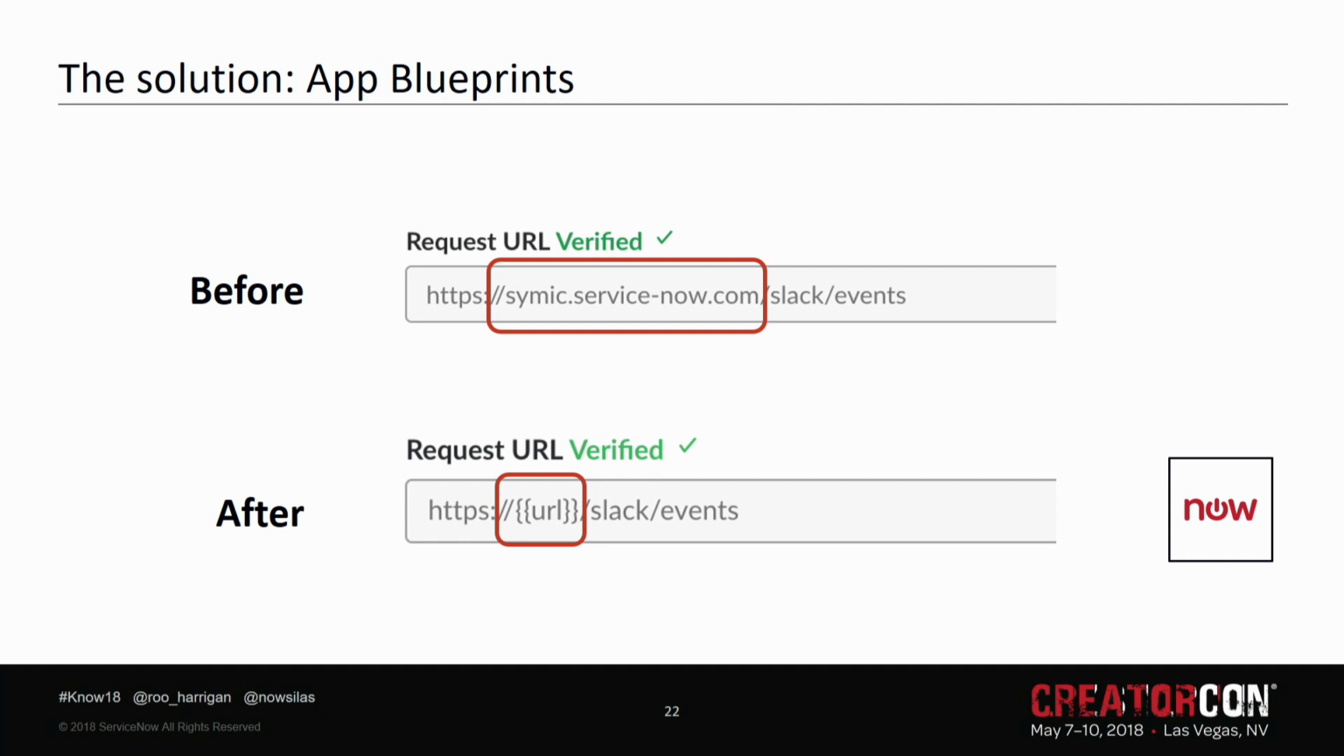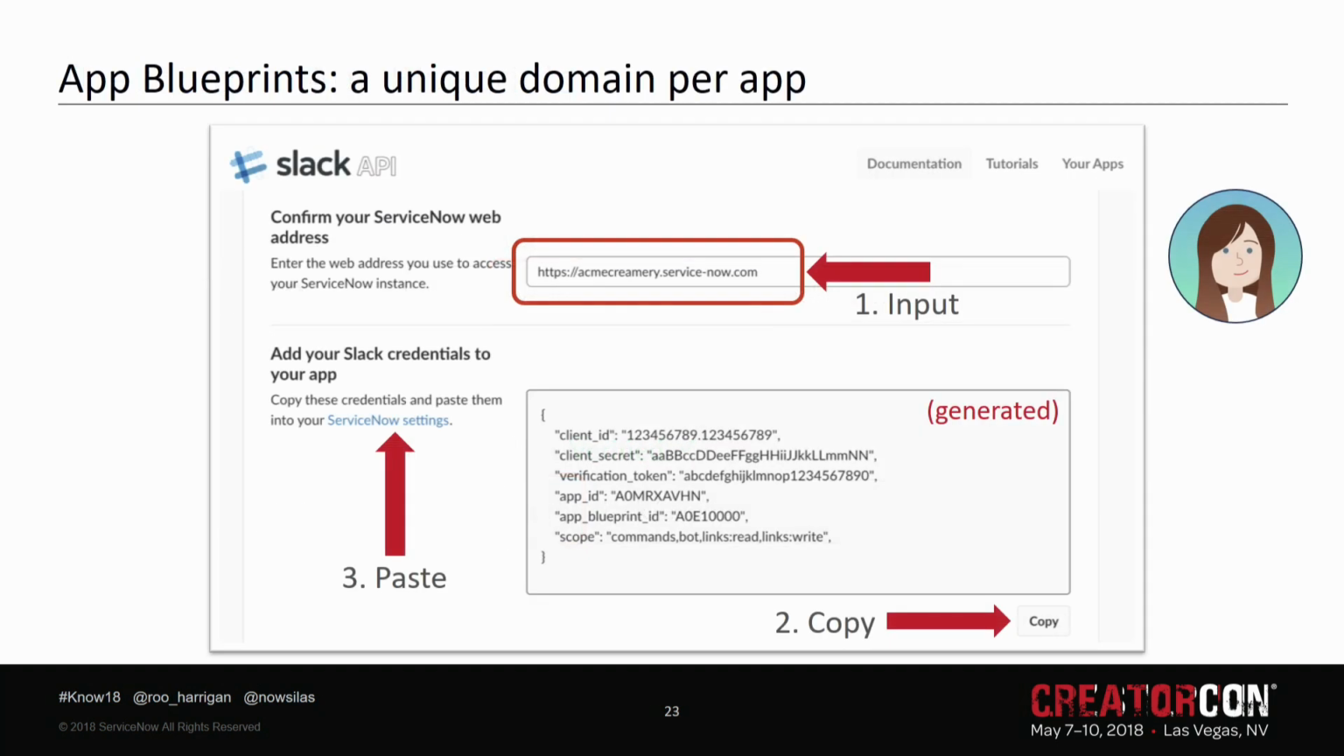So ServiceNow supplies the route, in this case /Slack/events, and each customer that installs that app will supply their instance domain. Okay, so what does that mean architecturally? On the back end, what we're doing on the Slack side is every time a user like Amy comes to the app directory and clicks that big green button, we make a copy of the ServiceNow blueprint and generate a unique set of credentials for Amy's team.